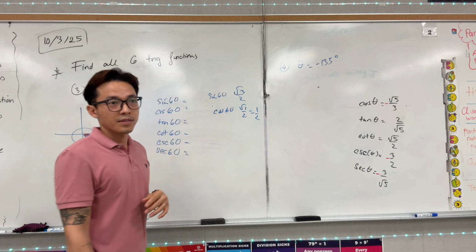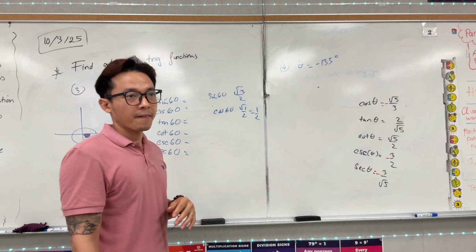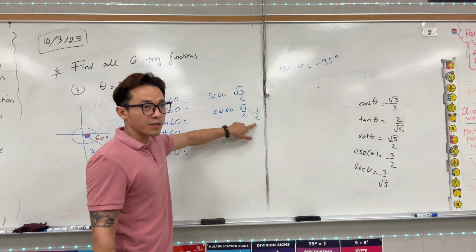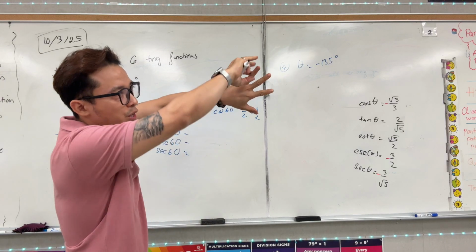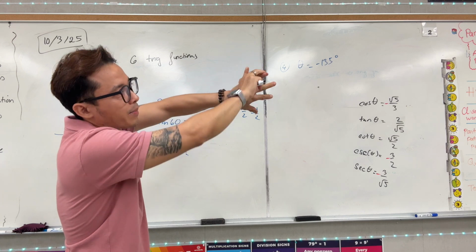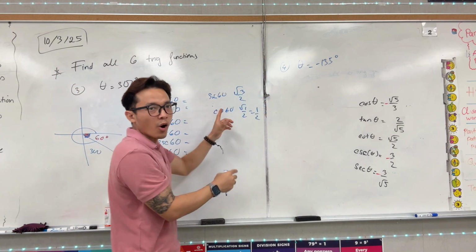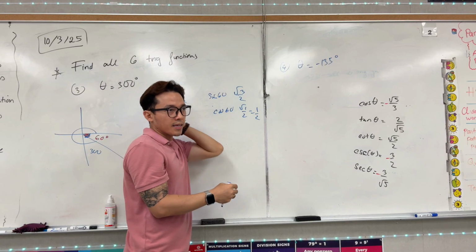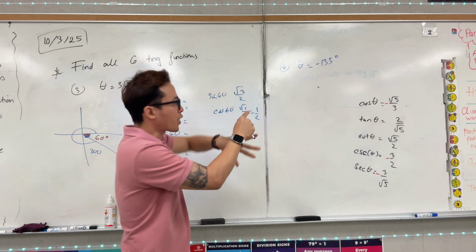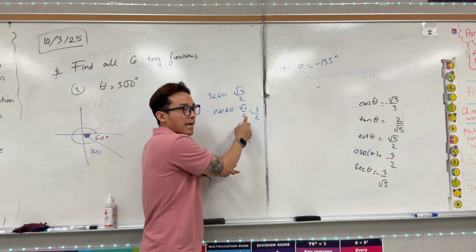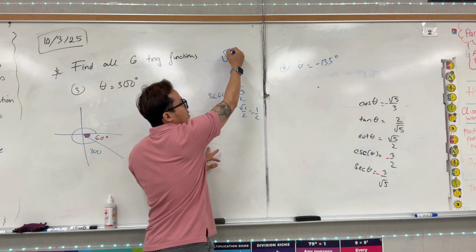Why is it 2 at the bottom? They always work that way. Cosine of 60 is 1 over 2. You still cover that, right? How many fingers do you have left on the top? One. This is 1, so you put square root of 1 over 2. They will always be square root of something over 2.